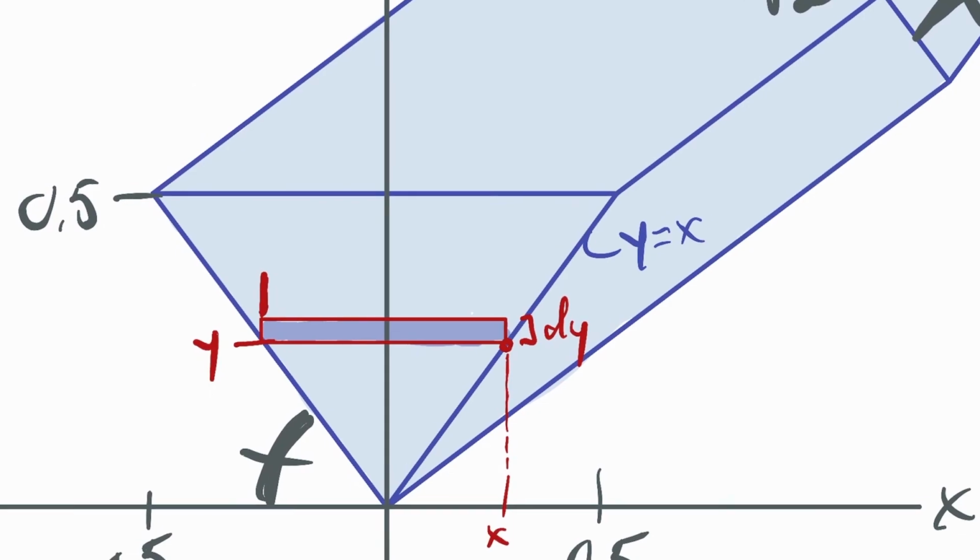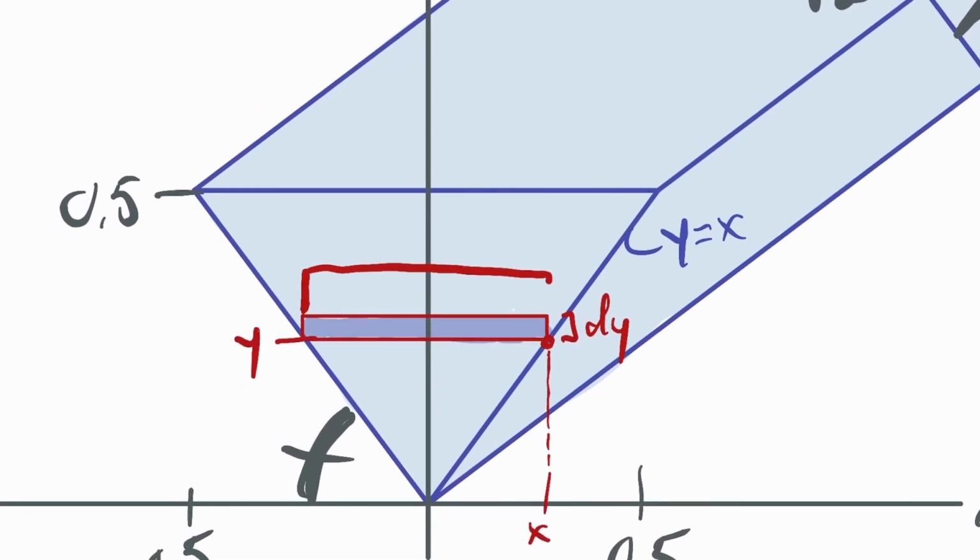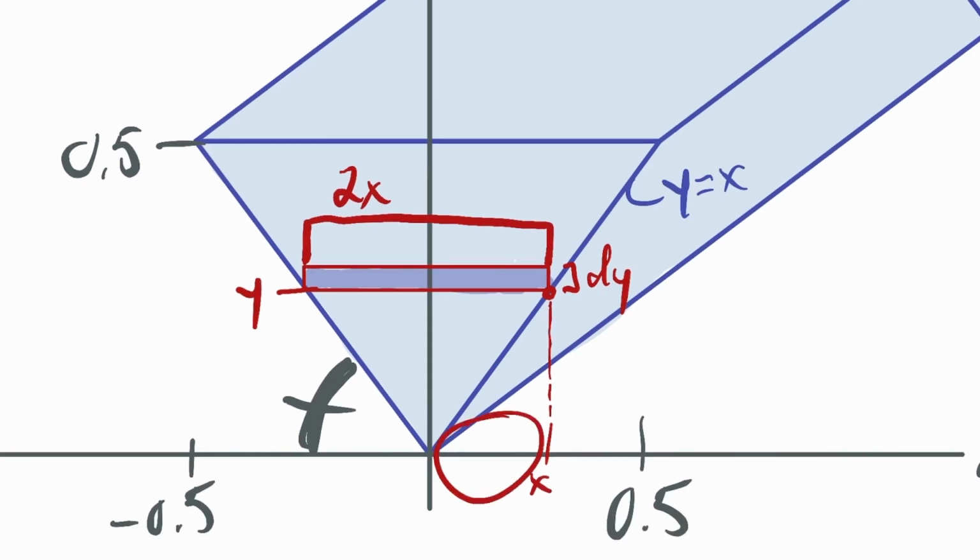This length here is 2 times x. It's the double of whatever this section is, right? This right here is half of the length of the rectangle. But since x equals y, this equals 2 times y. So the area, I'll just call it A, is 2y times dy. That's the area of that section, okay?